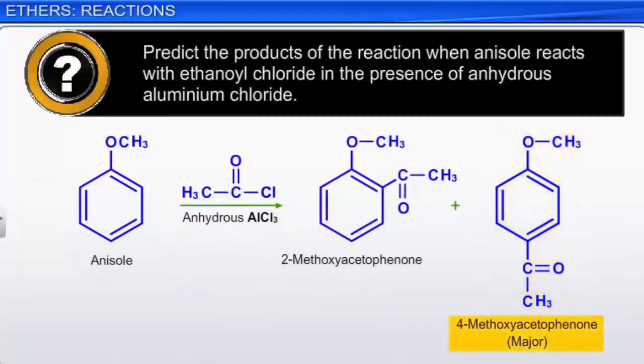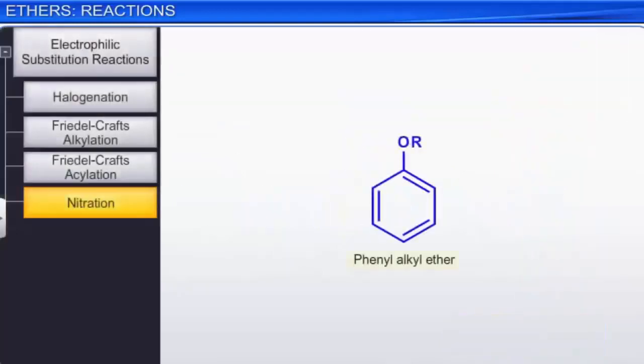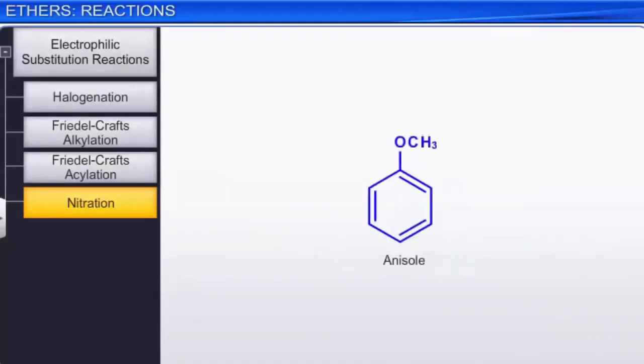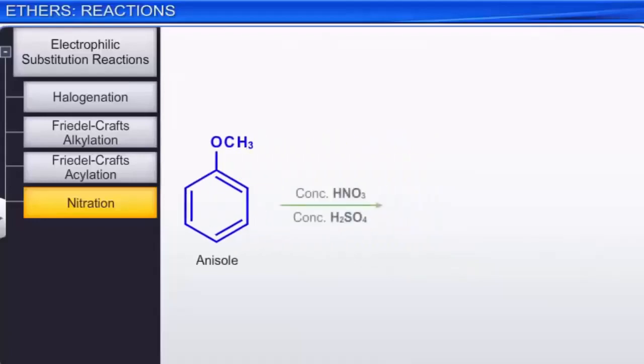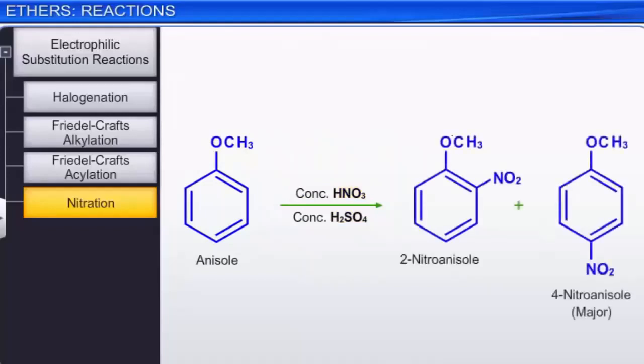Phenylalkyl ethers will undergo nitration reactions. For example, anisole reacts with a mixture of concentrated sulfuric acid and nitric acid to form nitroanisole. The nitro group is introduced at the ortho and para positions, and 4-nitroanisole is the major product.